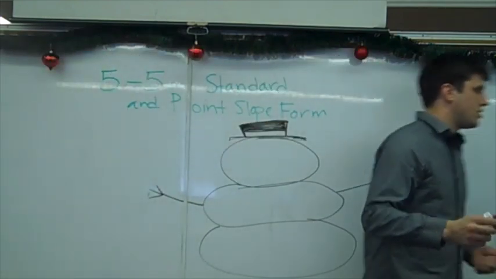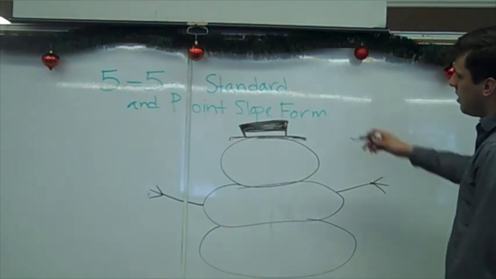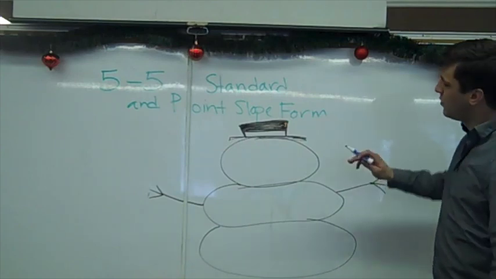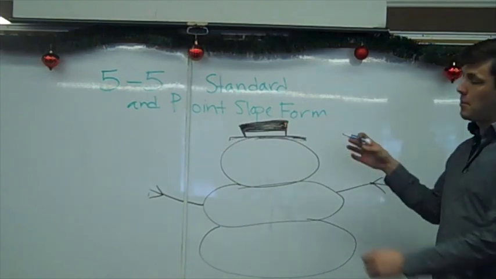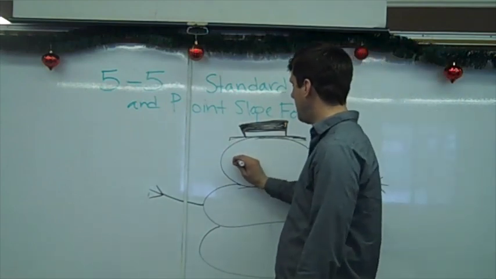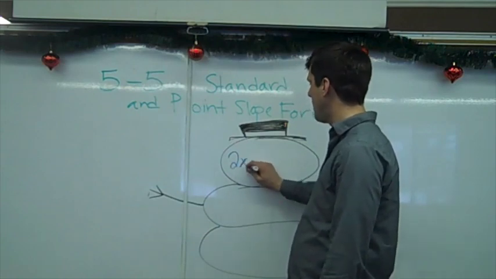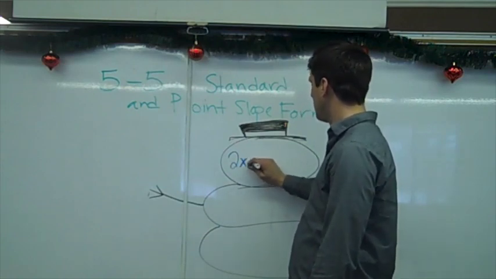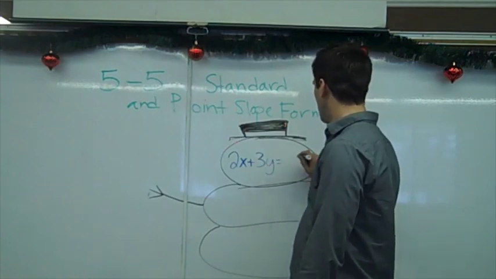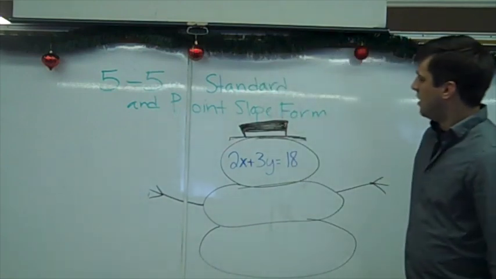So how are we going to use the standard form equation? What's its purpose? There are 3 levels to this. To find its purpose, we first need to be able to take an equation and turn it into standard form. So let's use an example here. Let's say we took an equation and turned it into standard form. That standard form was 2x plus 3y equals 18.